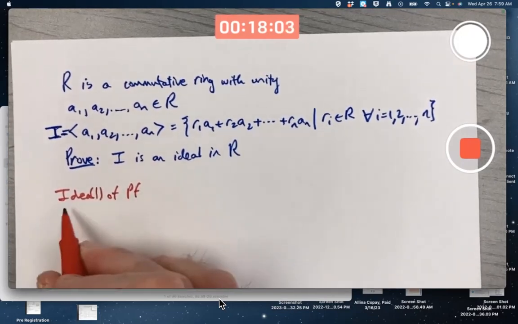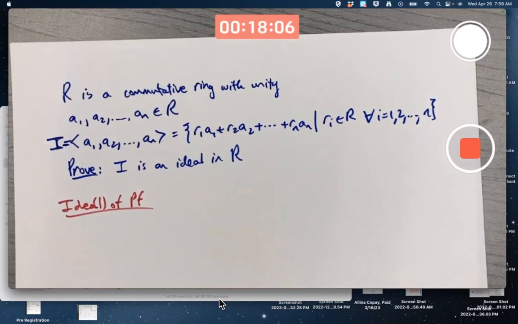Okay, that L is only there for fun. It's the idea of the proof.